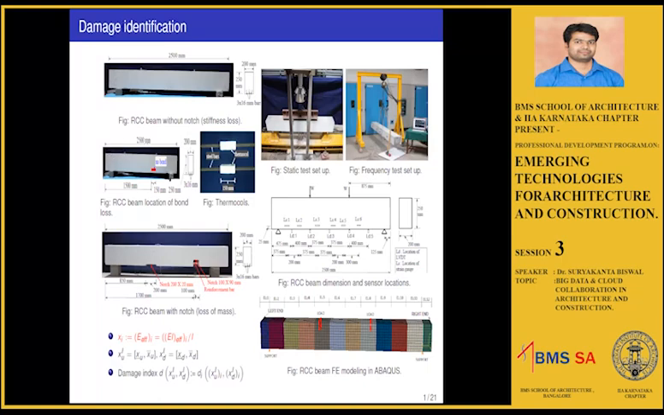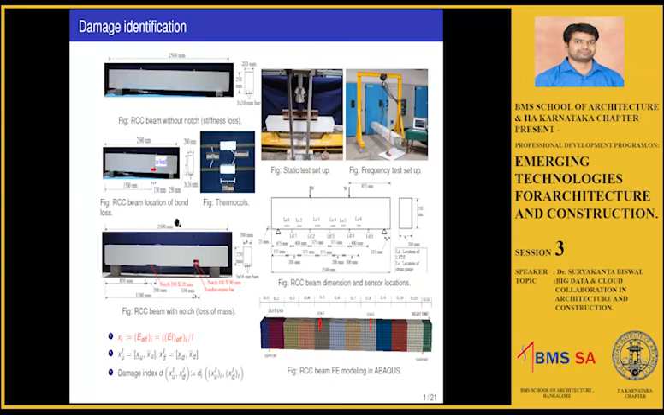Here is a case study of damage identification in a concrete bridge. We cast lab scale models of the bridge girder. These are reinforced concrete girders. In the concrete girder, there could be damage due to loss of section from corrosion, loss of bond between the concrete and steel, or loss of stiffness of the member.